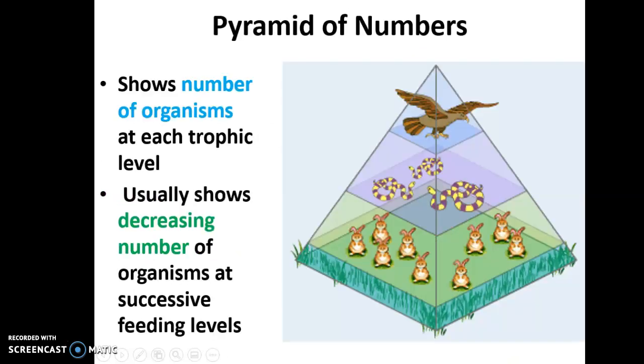A pyramid of numbers shows the number of organisms at each trophic level, and usually shows a decreasing number of organisms at successive feeding levels. So notice all the grass, there's a lot of it. Fewer bunnies, but still pretty much a lot of bunnies. Then you have your snakes dwindling in number, and then at the top, not that many at all.